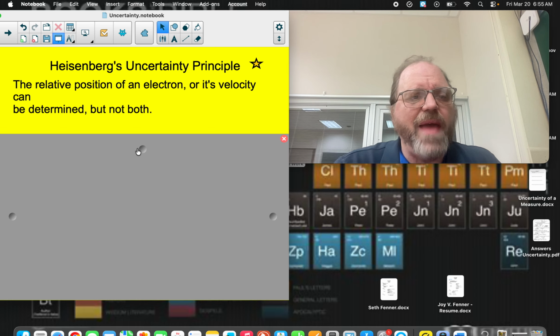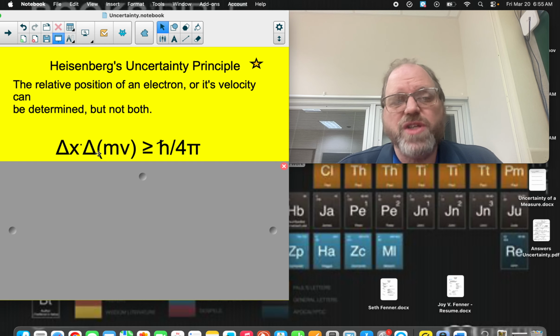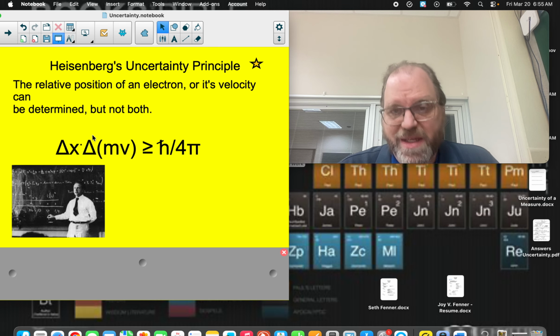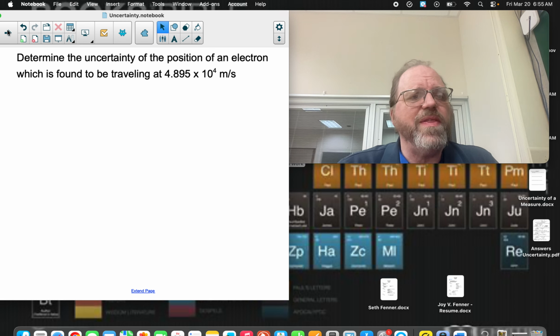All right, and the equation there: delta x, the change in the relative position, multiplied by the mass of the particle multiplied by the change in velocity, is greater than or equal to Planck's constant over 4 pi. And there's a picture of a younger Dr. Heisenberg. He lived in the United States quite a few years. All right, so that being done, let's look at a problem.